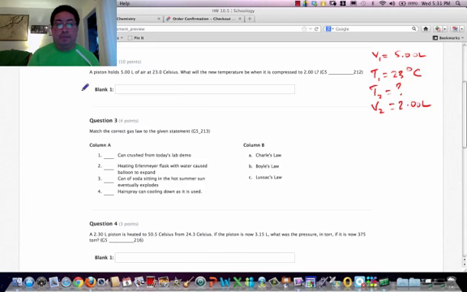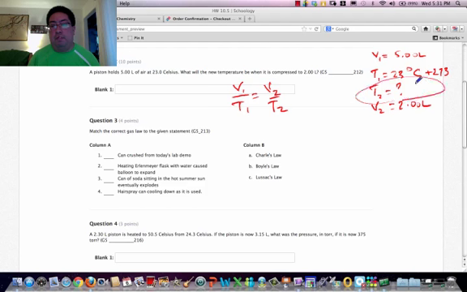Okay, so this one, if we do what we did before, we know that this is Charles's law. So V1 over T1 equals V2 over T2. Now remember, with this T1, you have to convert it into kelvins by adding 273. And your answer for this one will be in kelvins also.